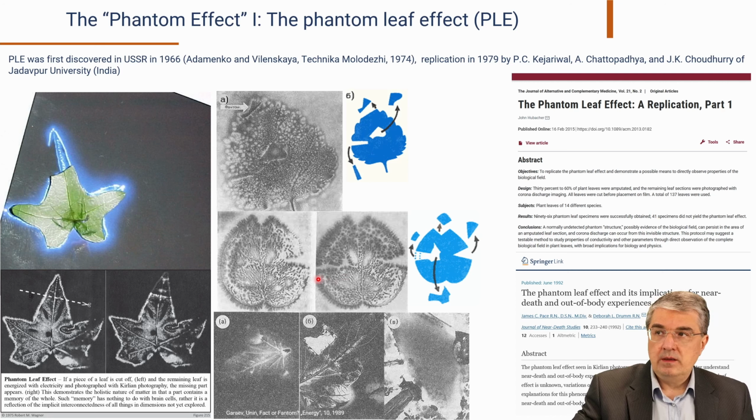So this effect is related to Kirlianography and to this corona discharge, this visible appearance of some structure in a high-frequency electromagnetic field. And as we know, there is some illumination of boundaries and some internal structures. In this case, if a part of this leaf is cut out, this missing part is still visible on Kirlianography, but only under specific conditions.